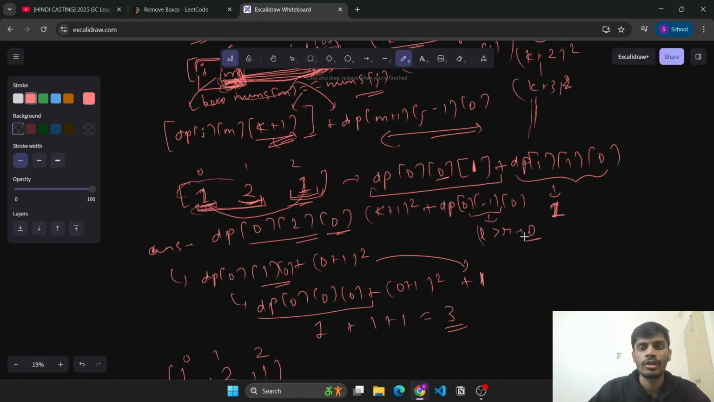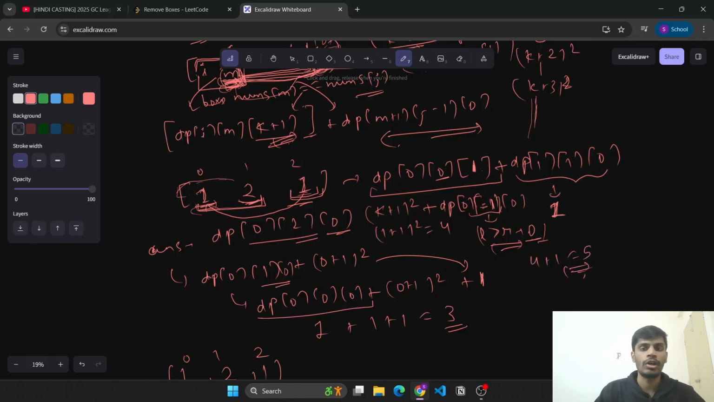Okay, so we do not need to separately check for negative indexes. We'll simply return 0 if L is greater than R. Now, this k was 1 here, so 1 plus 1 whole square is 4. So hence the optimal cost was 4 plus 1 equals 5 in this case.